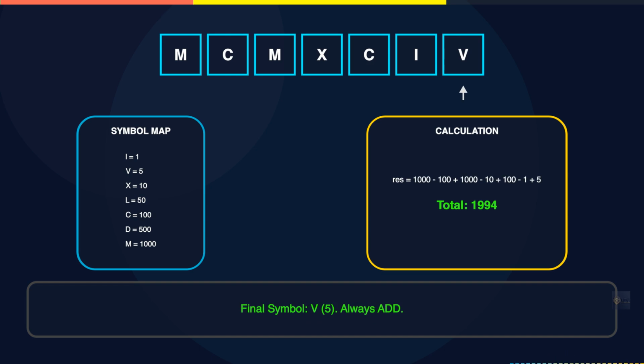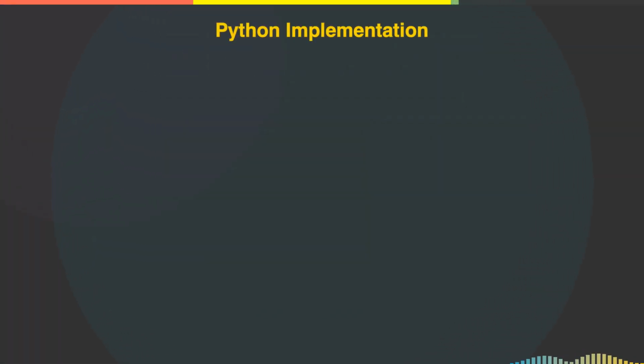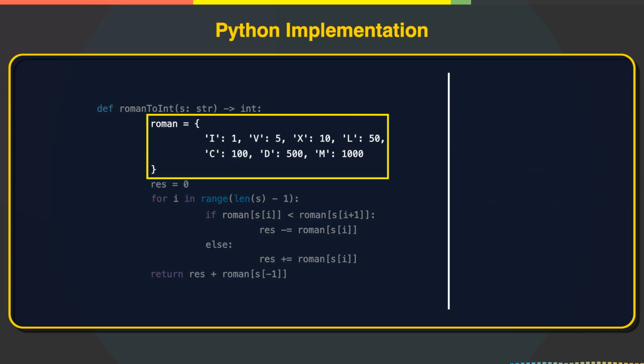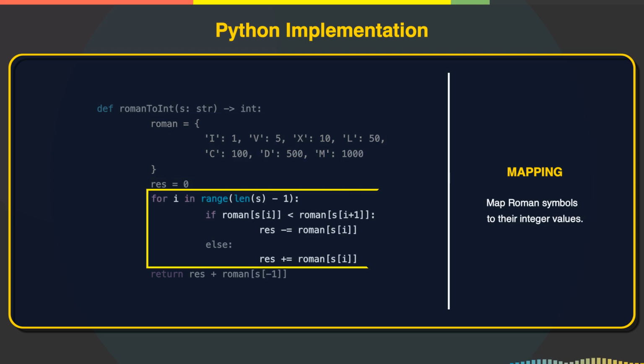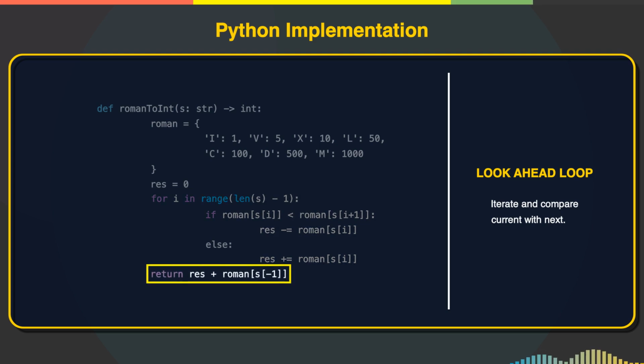Now that we have walked through the logic visually, let us see how this translates into our Python code. We start by defining a dictionary called Roman, mapping each symbol to its integer value. We initialize our result variable to 0. We then use a simple loop to iterate through the string up to the second to last character. Inside the loop, we check our golden rule. If the value of the current character is less than the next one, we subtract it from res. Otherwise, we add it.